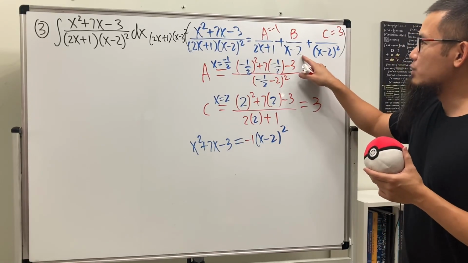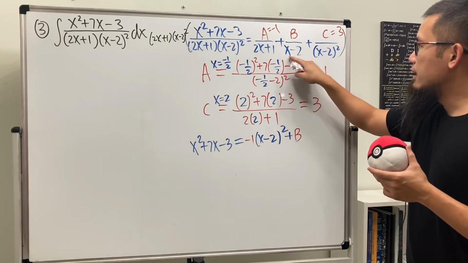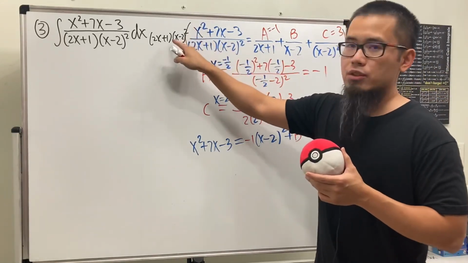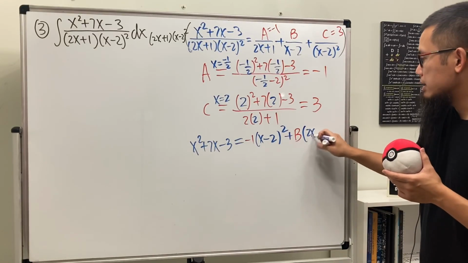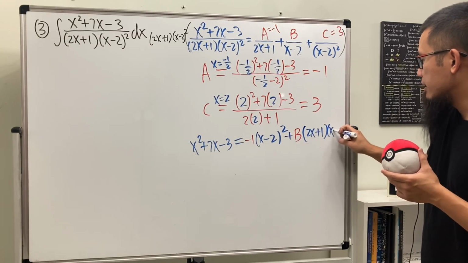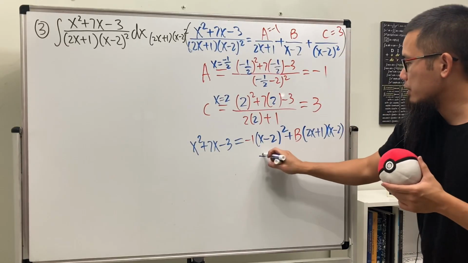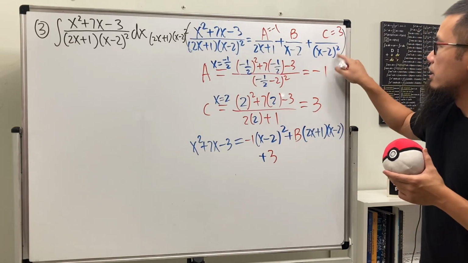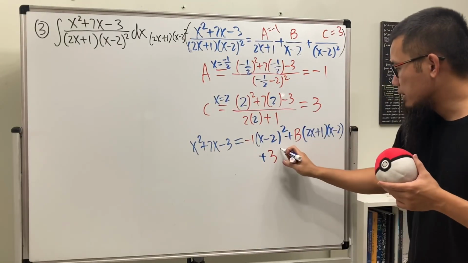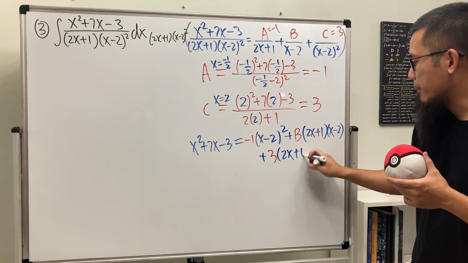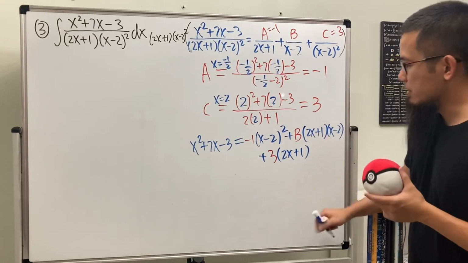Alright, and then for the next one, B we don't know, so put down plus B, and then one of them cancel out, so we will have this and that. So B times 2x plus 1, and then x minus 2. And lastly, we have the C, which is 3. This and that cancel, so we just have that right here. So 3 times 2x plus 1. Whew. Alright, so just work this out.